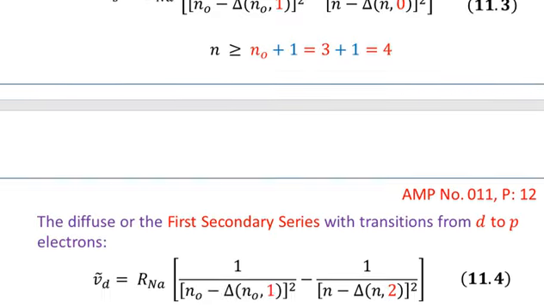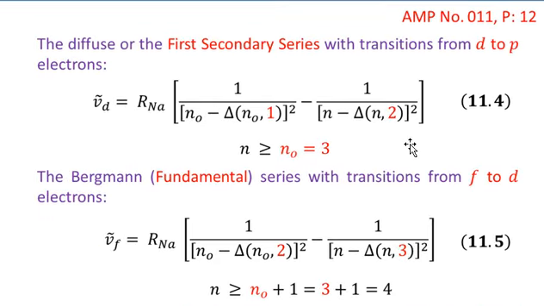So the next formula is for the diffuse series. For the diffuse series, we are choosing D as the subscript to represent this series as new D. So this is the diffuse series, or the second series, with the resonance from D to P states. Let me show you the first secondary series first.